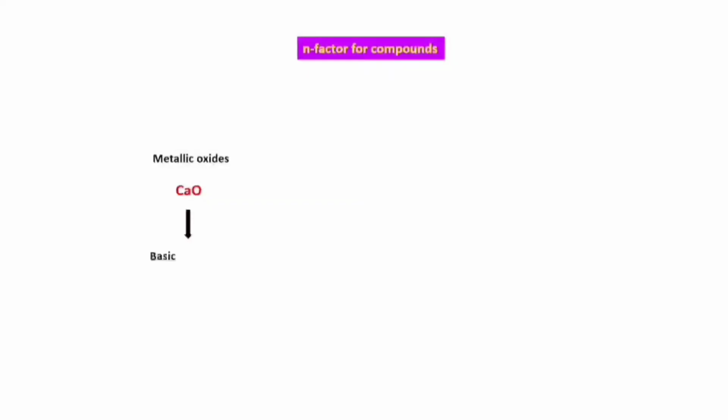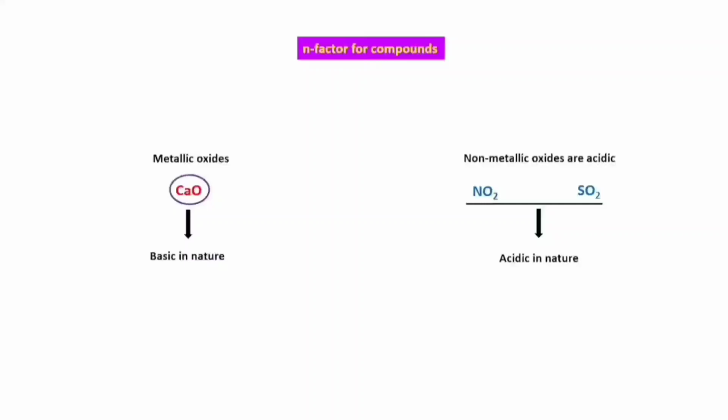Calcium oxide. Calcium oxide is a metallic oxide, and metallic oxides are basic in nature. On the other hand, nitrogen dioxide and sulfur dioxide are non-metallic oxides, and non-metallic oxides are acidic in nature. Calcium oxide, being basic in nature, when it reacts with an acid in aqueous solution, will displace the hydrogen cation from the acid molecule and form salt and water. And the number of displaced hydrogen cations is its N factor.